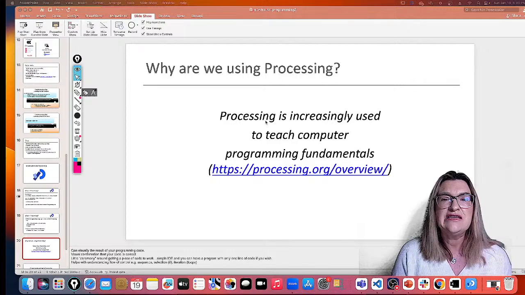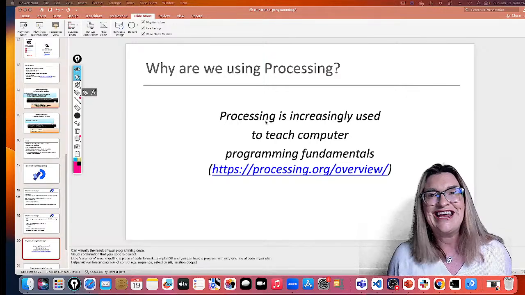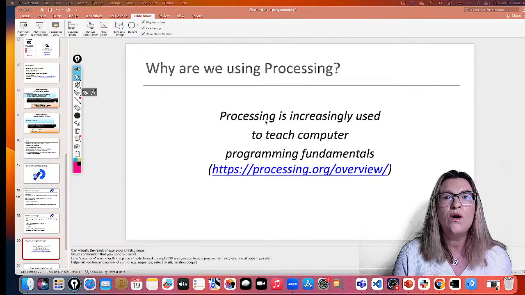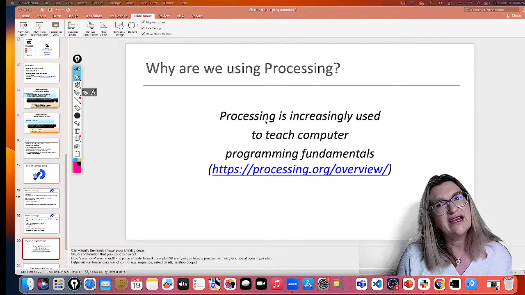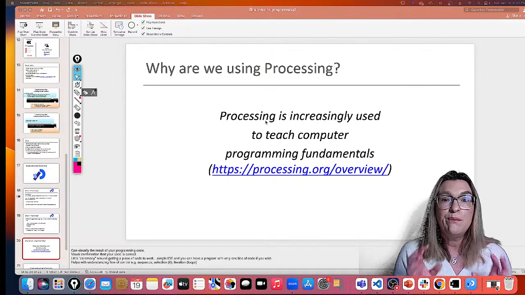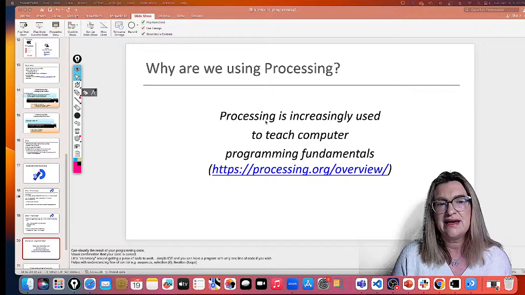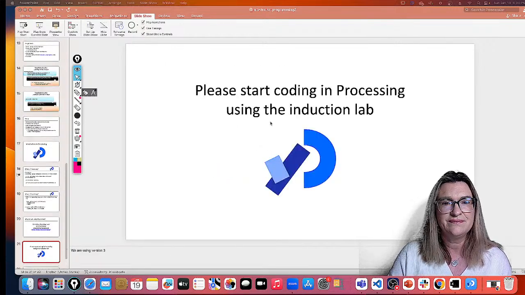And Processing is increasingly used to teach the fundamentals. And the reason for that is it's fun. So it kind of gets you started, and you can see that you want to do things, you want to learn, because it's visual. And when we get on to IntelliJ, it's not as visual, so it's not as exciting. But Processing really draws you in, and it helps you stay motivated and acquisitive.